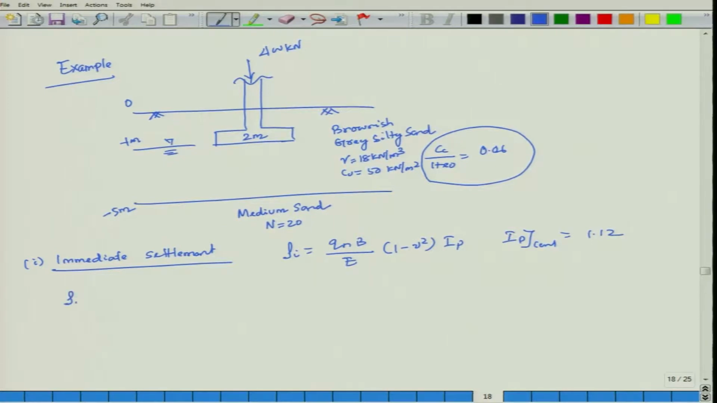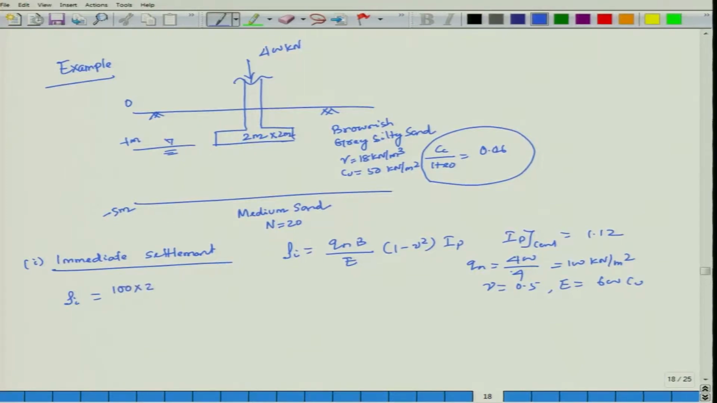So, this is your rho i is equal to Qn. What is the value of your Qn? Qn you can always find, 400 by 4, it is a 2 meter by 2 meter square footing, 400 by 4, it is 100 kN/m². Mu value is given 0.5, E you assume 600 Cu. Based on the Cu you can calculate E, modulus of elasticity.